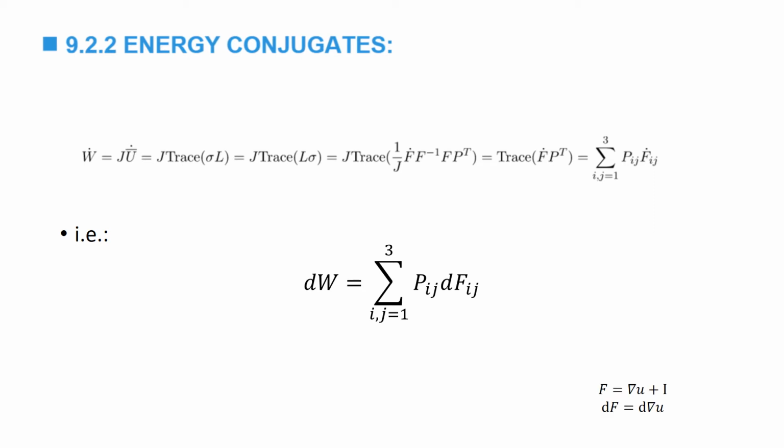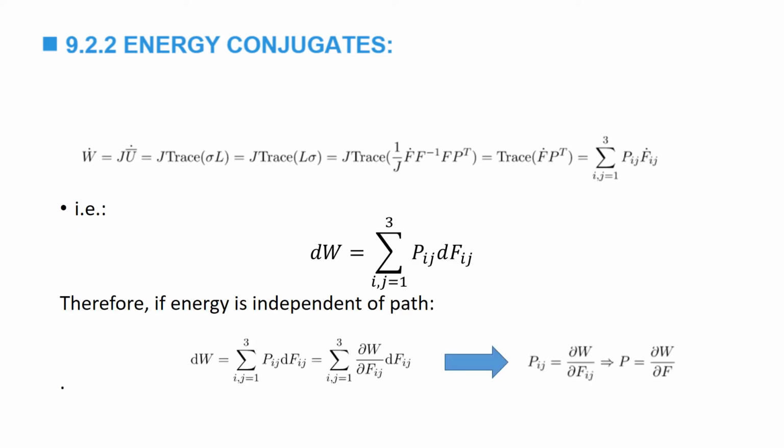On a side note, remember that the increment dF of the deformation gradient is also equal to the increment in the displacement gradient, which might come in handy in some applications. So, to describe the material as elastic and the energy to be independent of the path, the components of the first Piola-Kirchhoff stress tensor are equal to the derivative of the function W with respect to the components of the deformation gradient. dW is equal to Pij multiplied by dFij, and Pij is equal to partial W by partial Fij.